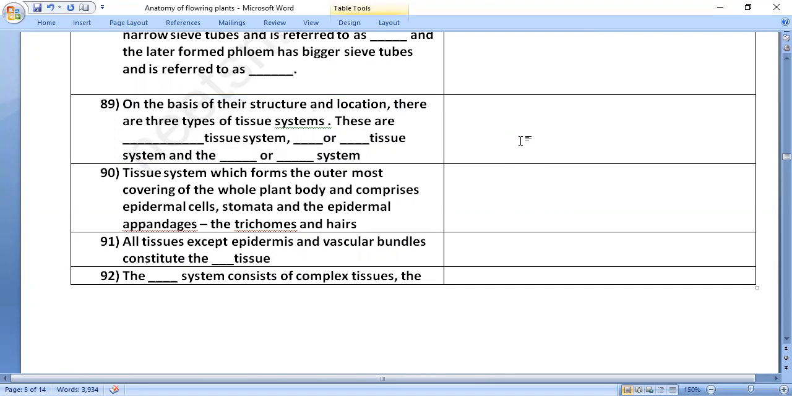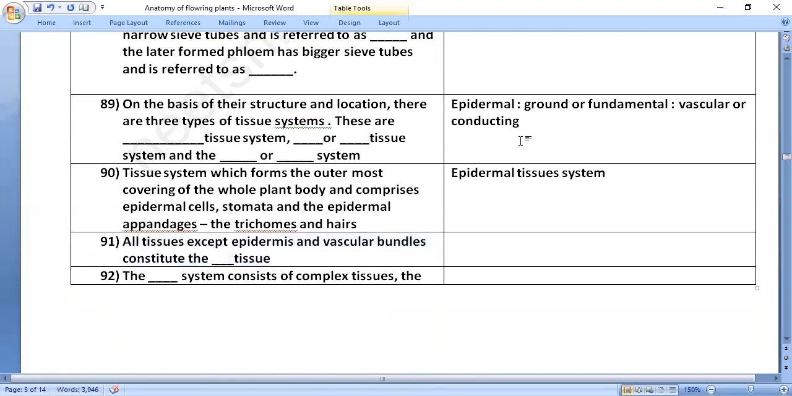On the basis of their structure and location, there are three types of tissue systems. These are epidermal, ground or fundamental, and vascular or conducting. The tissue system which forms the outermost covering of the whole plant body and comprises epidermal cells, stomata, and the epidermal appendages like trichomes and hairs is the epidermal tissue system.